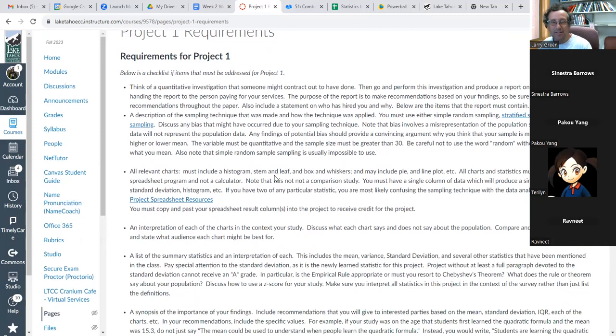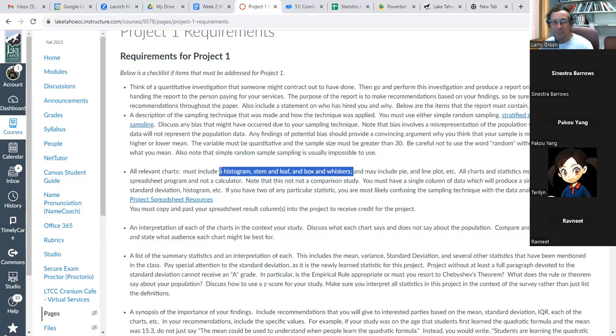So you must include all the relevant charts. Here are the three that must be included: the histogram, the stem and leaf, and the box and whiskers plot. You may or may not remember, but those are the three examples I gave last week. There's a reason: I did it so that you're ready for the project. You can include others, like a pie chart or a line plot, but those aren't necessary. These three are necessary: the histogram, stem and leaf, and box and whiskers.